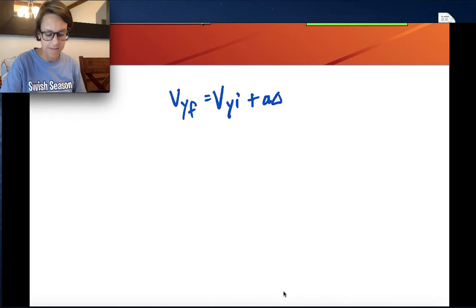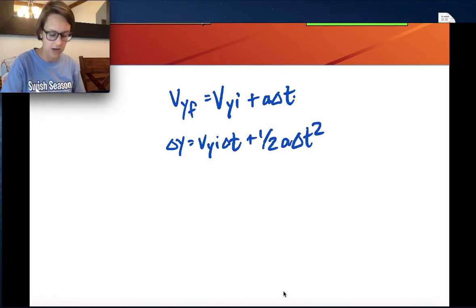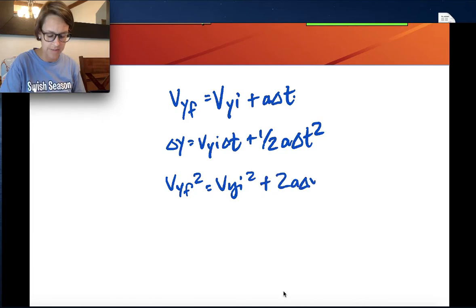We are going to be using the same basic equations that we have been using, with just one little difference. We're going to specify now that we're talking about vertical motion. And so we have v_yf equals v_yi plus a t. We have delta y equals v_yi t plus 1/2 a t squared. We have v_yf squared equals v_yi squared plus 2 a delta y.